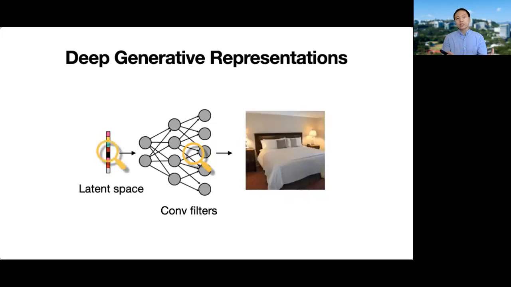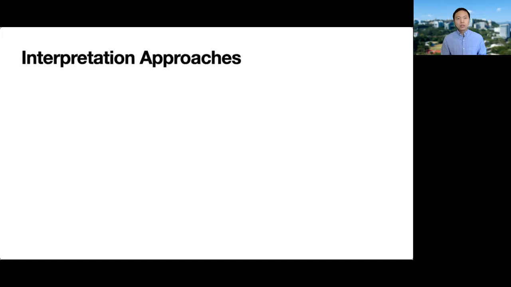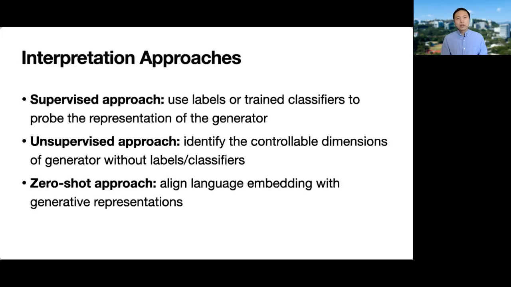We can also look into the latent space. The latent space is the beginning of this generation. With different random vectors, the output image will be different. So the latent space actually controls what kind of concepts can be inside the output image, and we can also study the latent space. Here I summarize all the interpretation approaches into three categories based on their supervision.